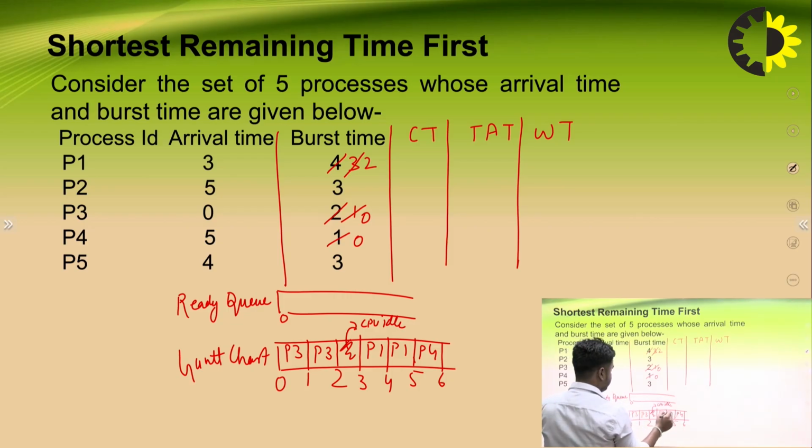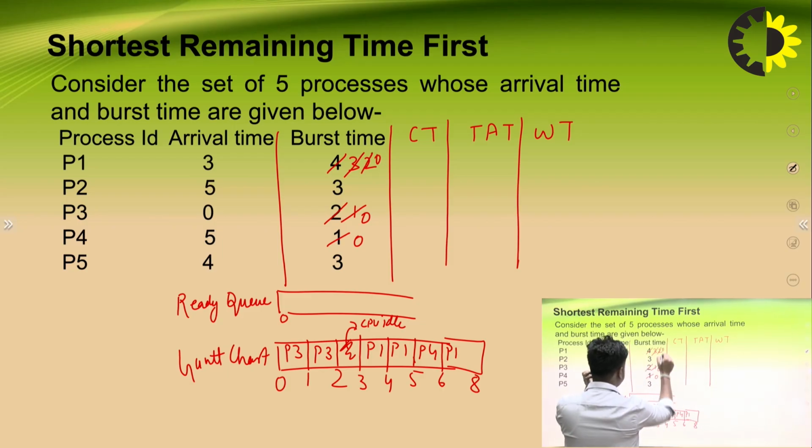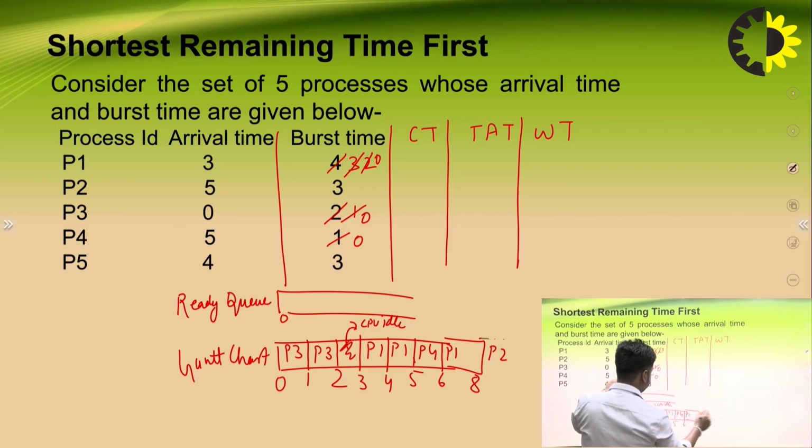P4 has completed. Now at 6, all the processes are waiting. Who has the lowest? P1. So P1 will execute 2 times, up to 8. P1 is now 0, and then P2 and P5. P2 arrived first, so P2 will run first, for 3 units, so 0, and then P5 will run until 14, so 0.